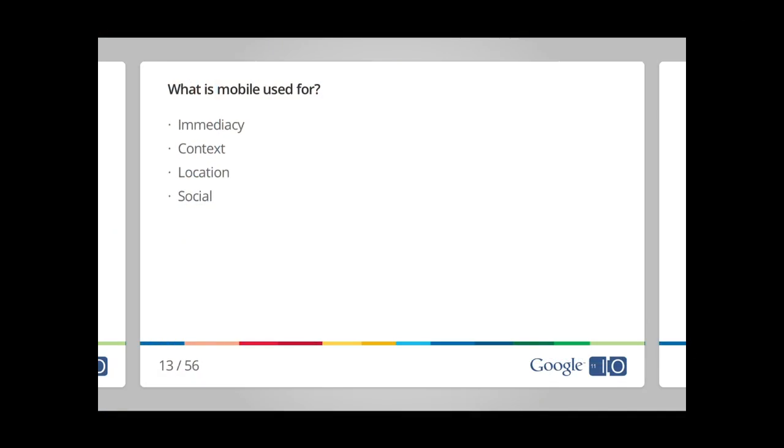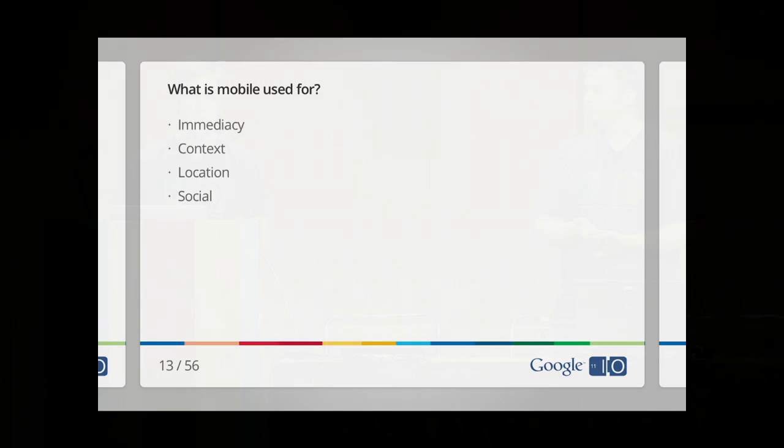But on mobile, it's more about immediacy. It's about now. I'm out in the world, walking around, and I've got a question. It's usually about where I am. You've got the context that the phone can provide, with the location and that sort of stuff, so it's using that to enrich their experience.